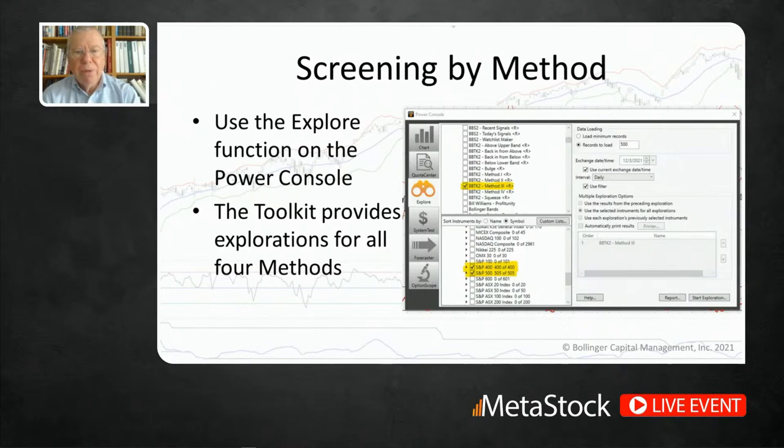So again, we go to the power console and select explore. This time we're going to check off BBTK2, method three. And again, we're going to pick the stocks in the S&P 900 and screen for them.